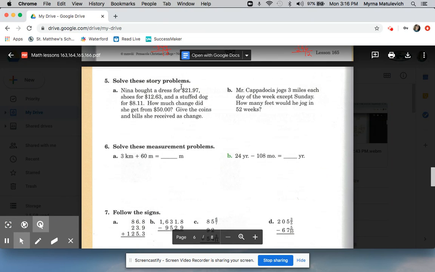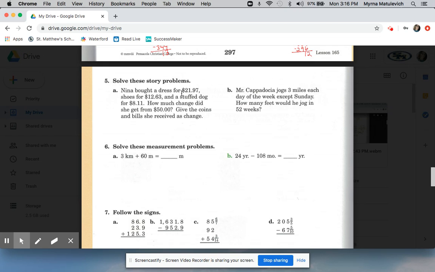Solve these story problems. Nina bought a dress for $21.97, shoes for $12.63, and a stuffed dog for $8.11. How much change did she get from $50? Give the coins and bills she received as change. So first you need to add up what she spent and subtract it from what she had to start with.